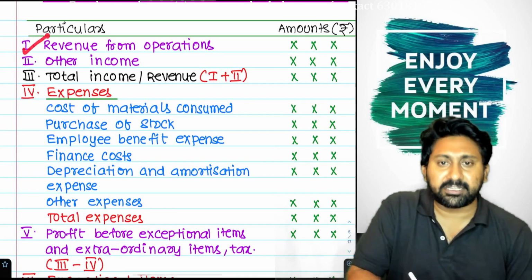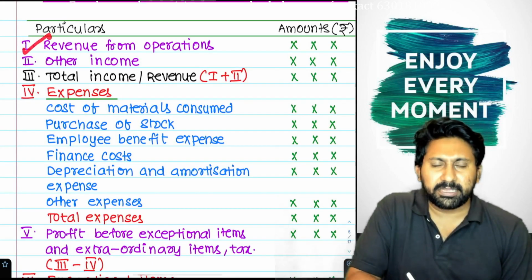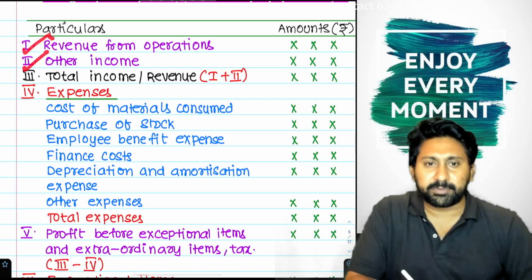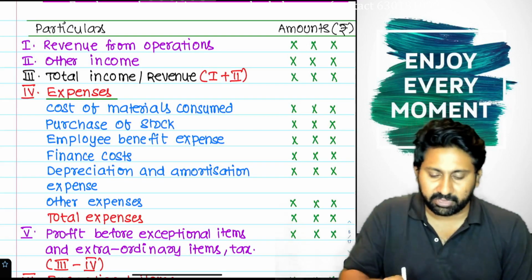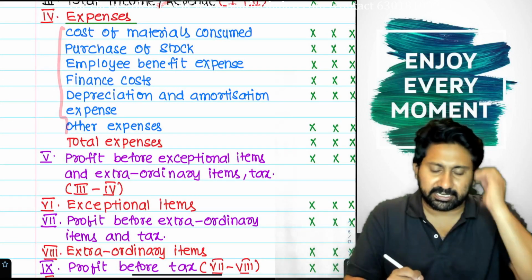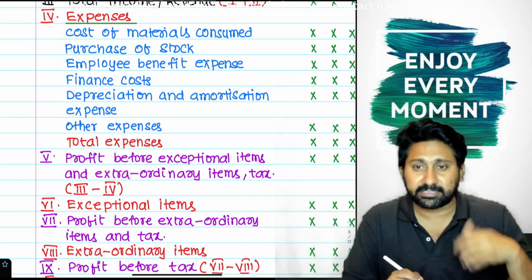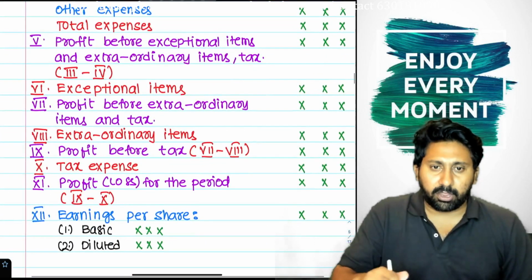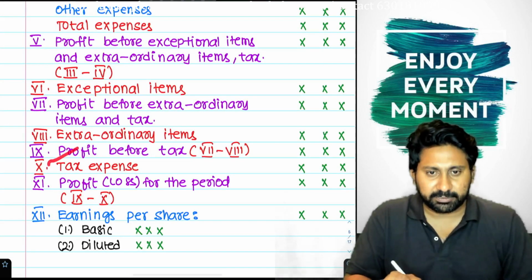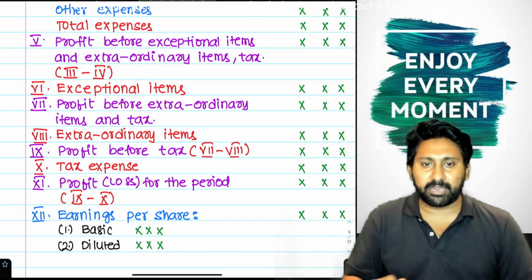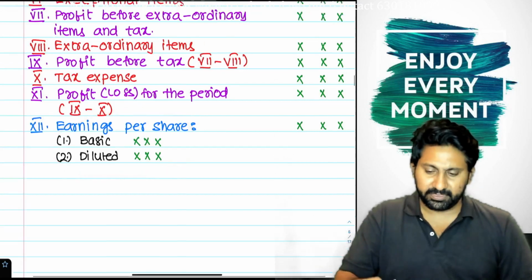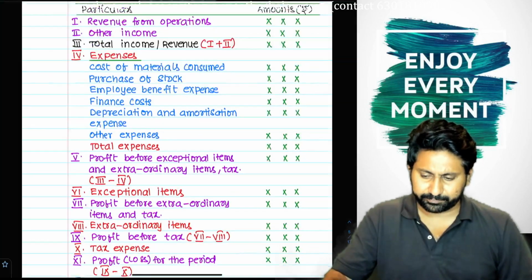First one is revenue from operations, meaning manufacturing and all other revenues whatever a company gets. Other incomes means commissions, etc., any other income, that will be the total income. Then all the expenses: stock purchases, depreciation, amortization expense, other expenses, everything. After that, profit before extraordinary and exceptional items, tax expense will be deducted, and profit will come. Last one will be the earnings per share. This is the format of P&L.